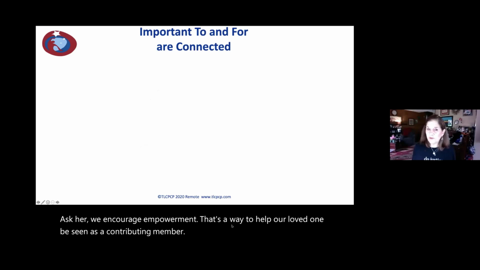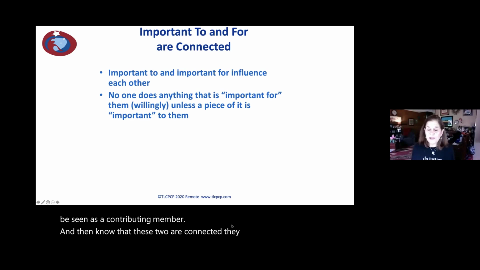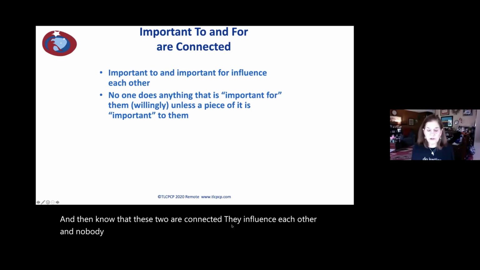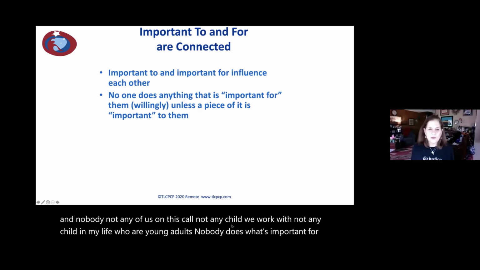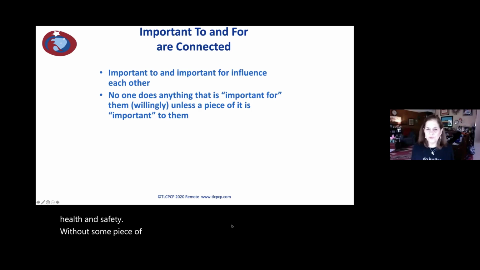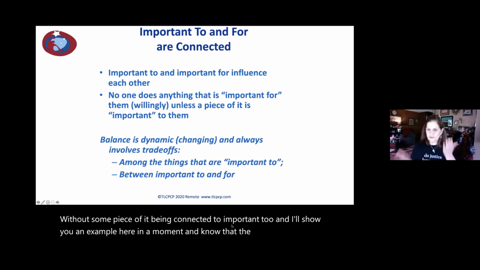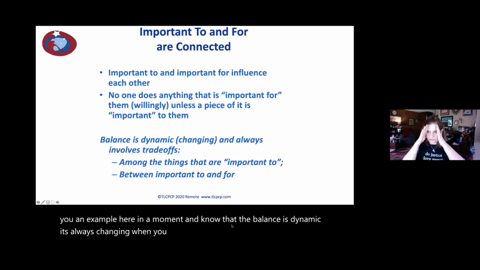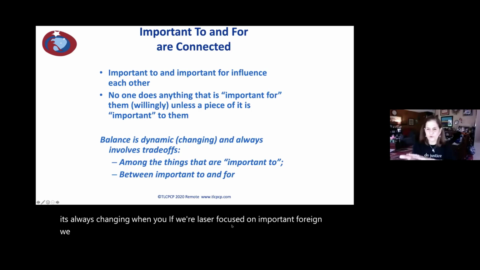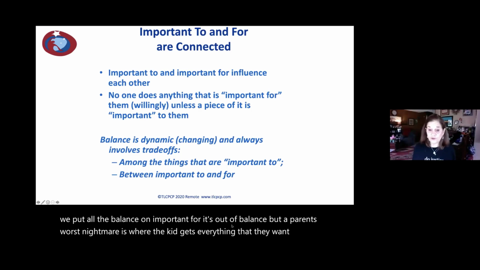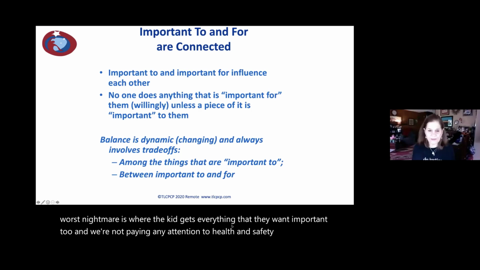And then know that these two are connected. They influence each other. And nobody, not any of us on this call, not any child we work with, not any child in my life who are young adults, nobody does what's important for health and safety without some piece of it being connected to important to. I'll show you an example here in a moment. And know that the balance is dynamic. It's always changing. If we're laser focused on important for and we put all the balance on important for, it's out of balance. But a parent's worst nightmare is where the kid gets everything that they want, important to, and we're not paying any attention to health and safety. That doesn't work either. We have to balance.